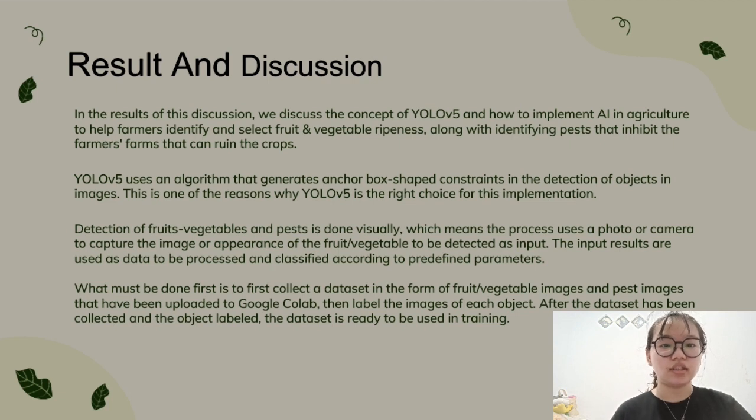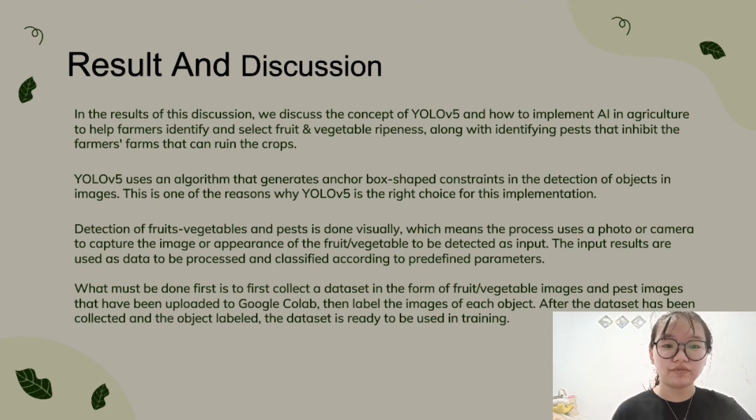YOLO version 5 uses an algorithm that generates anchor box-shaped constraints in the detection of boxes in images. This is one of the reasons why YOLO version 5 is the right choice for this implementation. Detection of fruits, vegetables, and pests is done visually, which means the process uses a photo or camera to capture the image or appearance of the fruit or vegetable to be detected as input. The input results are data to be processed and classified according to predefined parameters.